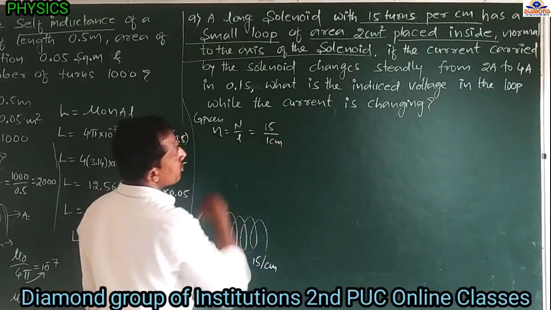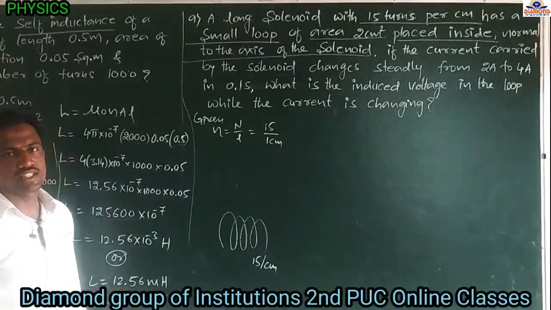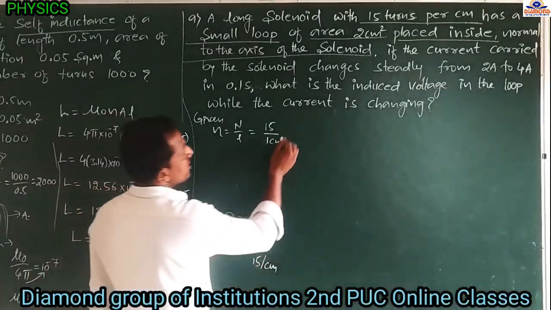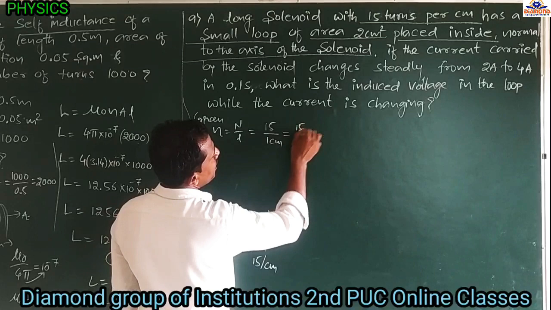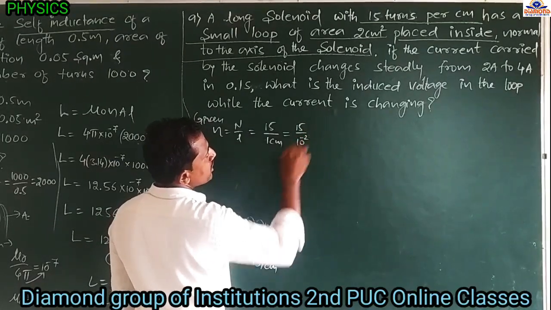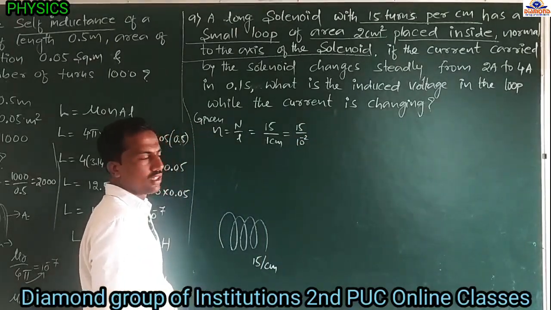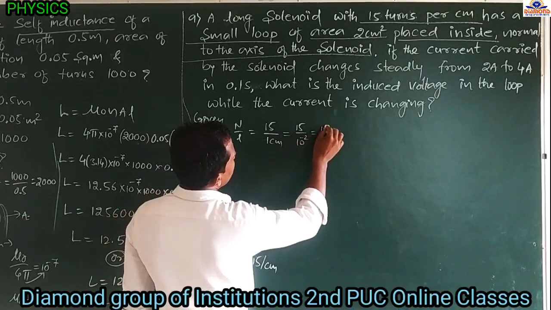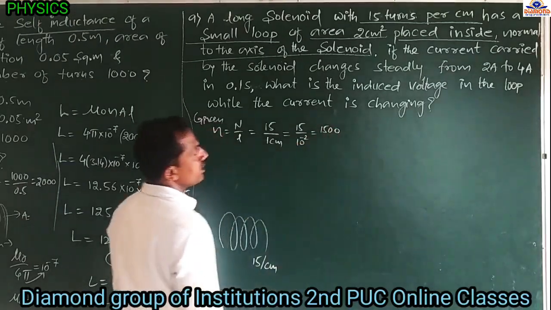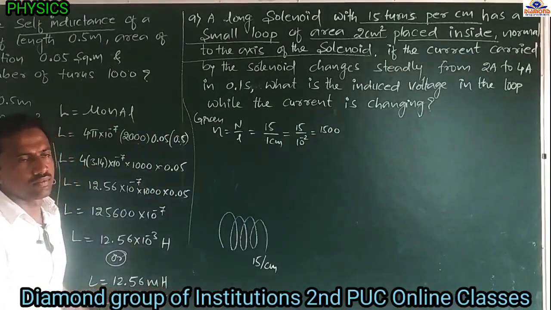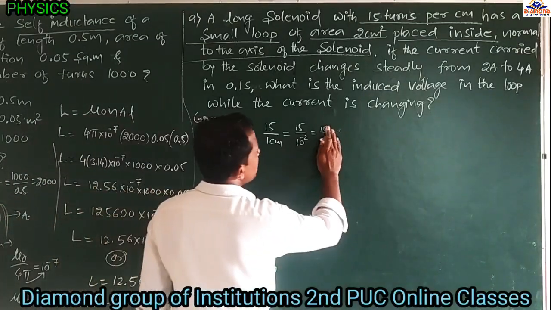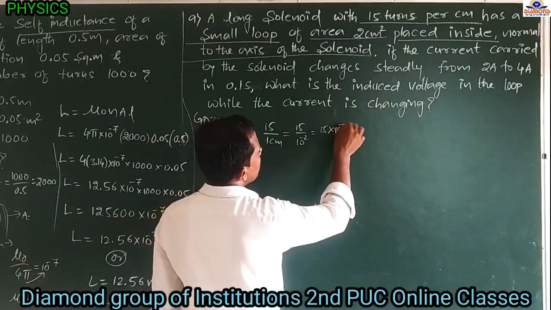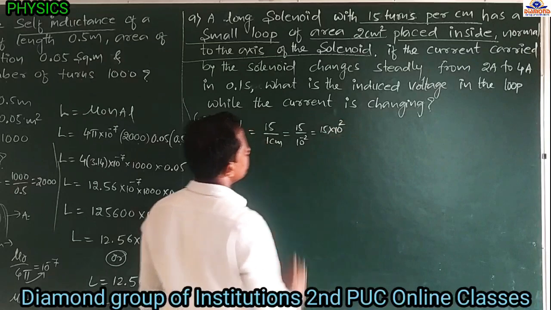Per centimeter means 1 centimeter, so we are writing 15 turns per centimeter. Then what is the value here? We can write 15 into 10 to the power of minus 2. When it goes up, we can write 1500, and 10 to the power of plus 2.